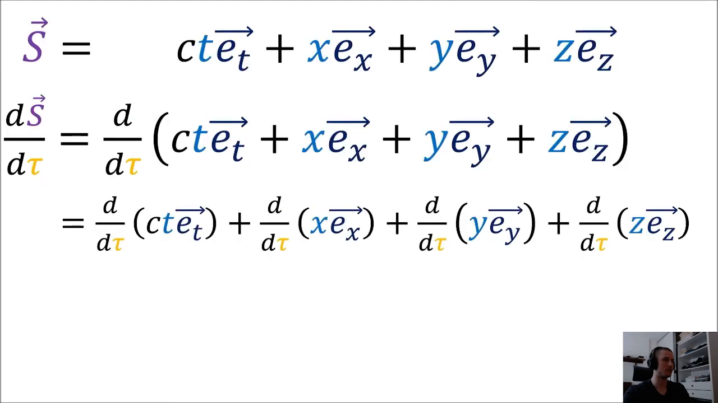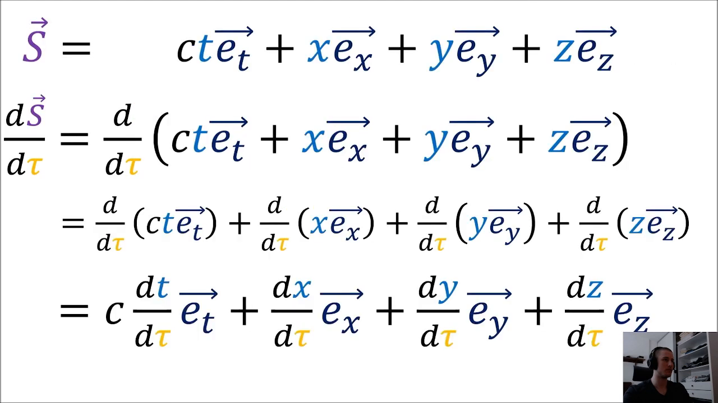So the derivative of four-position S is another four-dimensional vector containing derivatives of t, x, y, and z, with respect to proper time tau. We can take the speed of light in a vacuum c out in front of the derivative because it's constant. Let's figure out what dt by d tau is.